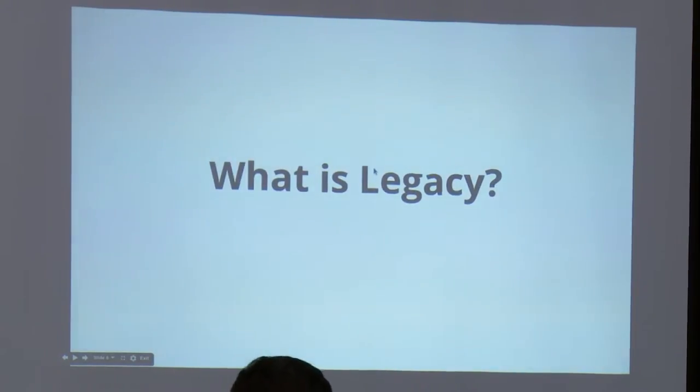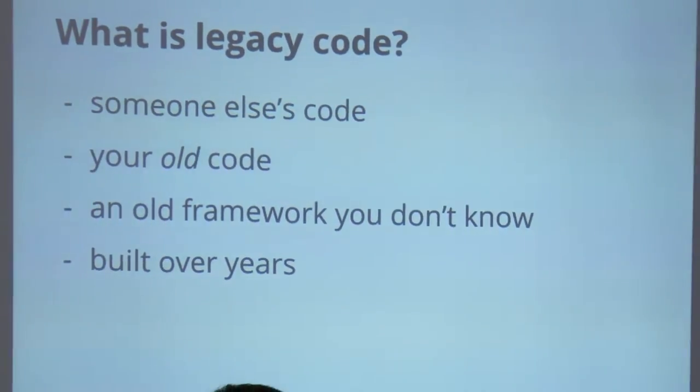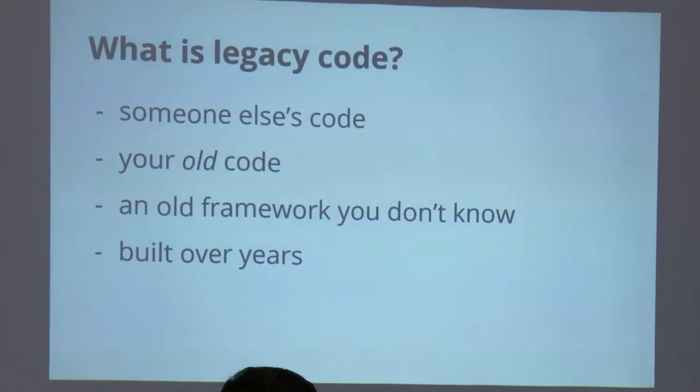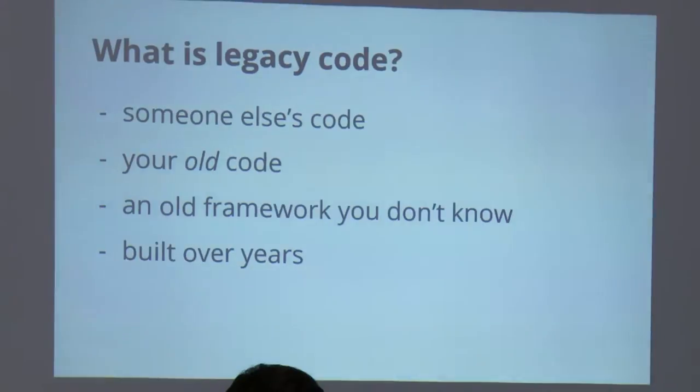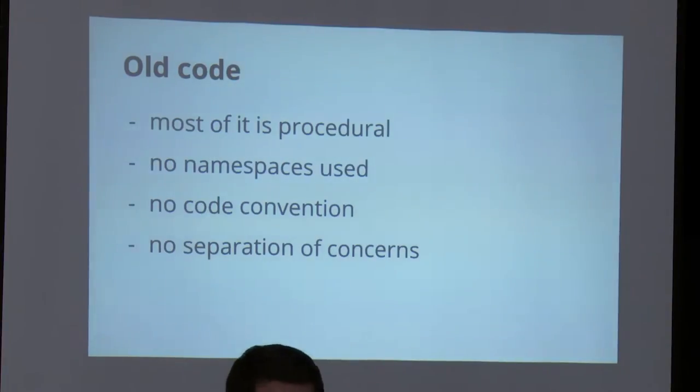But for most people, the bigger problem is that usually they don't know the code because someone else wrote it, or it's your old code, you wrote it a long time ago and you just don't remember what's happening there. It probably was an old framework you never used, and the application was built over years by different developers who were just adding stuff by themselves, everybody doing whatever they wanted in the code, and it's just a mess, spaghetti. It's usually old code, which is most of the time procedural. There are no object-oriented programming principles used. No namespaces used, probably. No code convention followed by the people who were working on it.